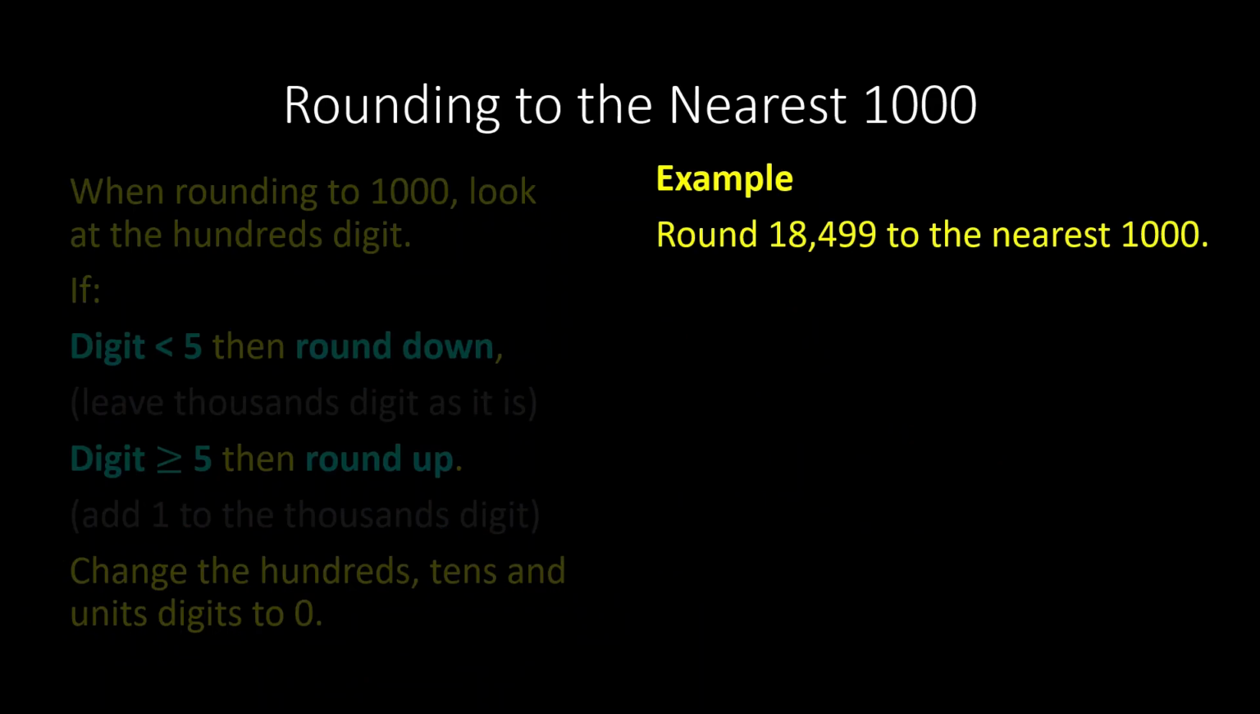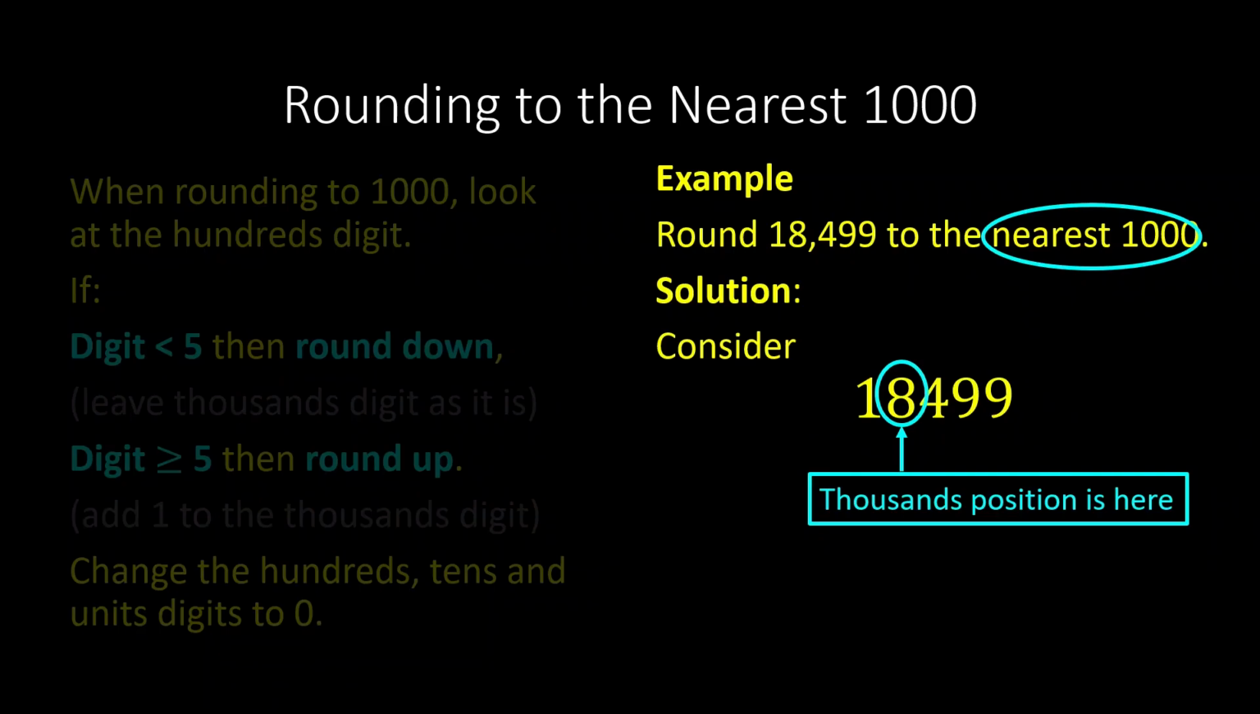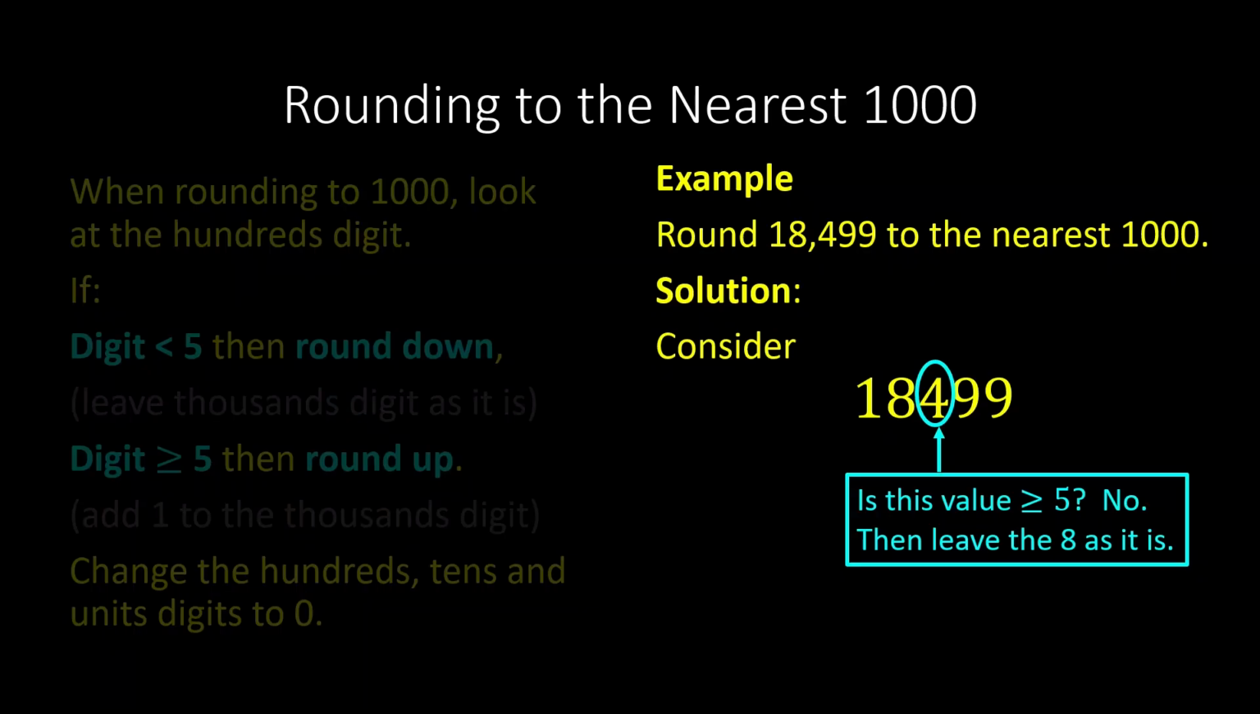And now for another example. Let's round 18,499 to the nearest 1,000. So let's consider this figure. Here's the thousands position. There's an 8 here. And to the right of that is the number 4. And this is in the hundreds position.